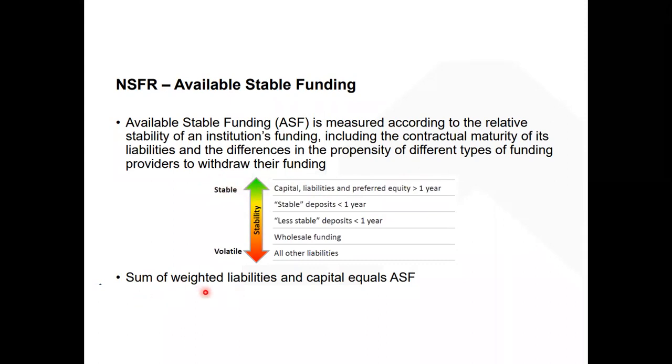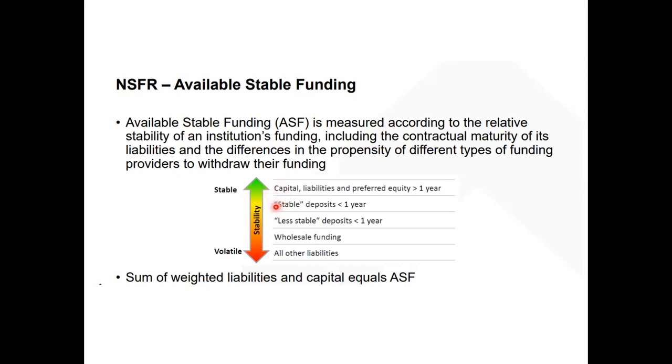Sum of the total of weighted liabilities and capitals equals available stable funding, right? So how much money is on their balance sheet. It's the asset, equity, and liability side. Look at that side, the funding, the financing, where the money comes from: available stable funding, right? So this upper part is the stable funding.